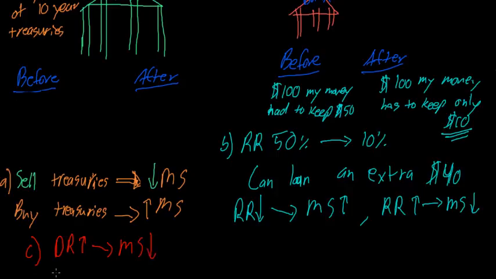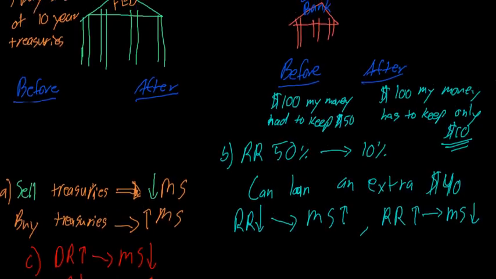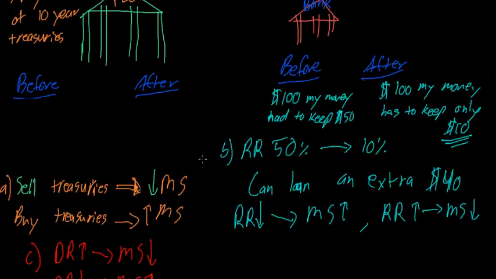And vice versa, if the discount rate goes down, the money supply will go up because it'll be cheaper to borrow money, so more people will borrow money. So that is all that I'm going to say on these three in this video. In the next video, I'll go back and I'll tie this into the aggregate supply and aggregate demand diagram, and I'll also talk a little bit more about the reserve requirement. And I will see you there.